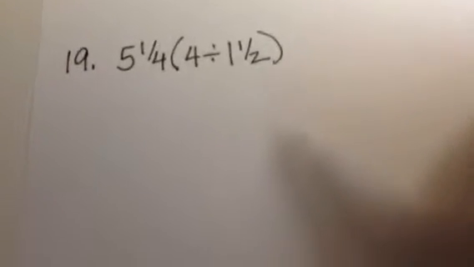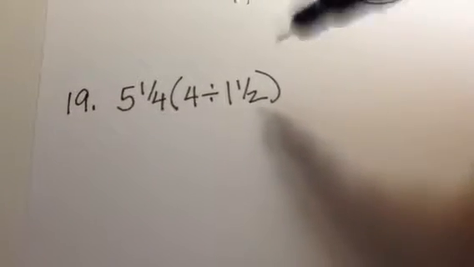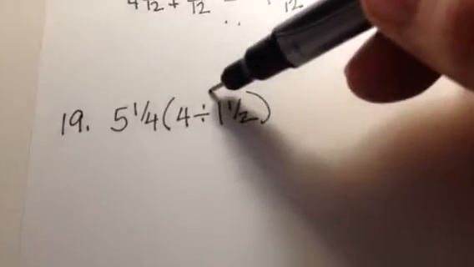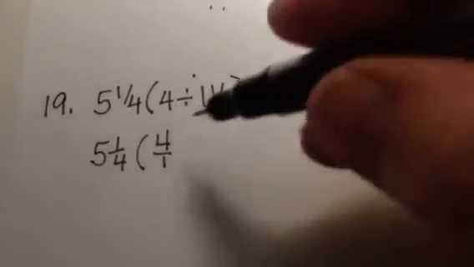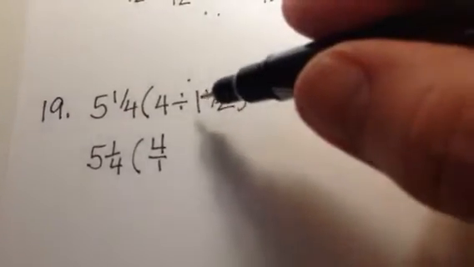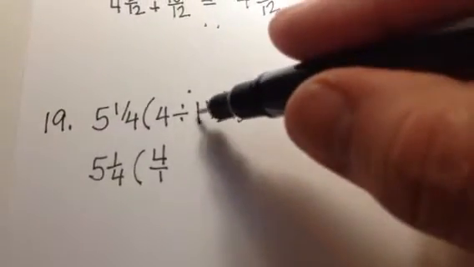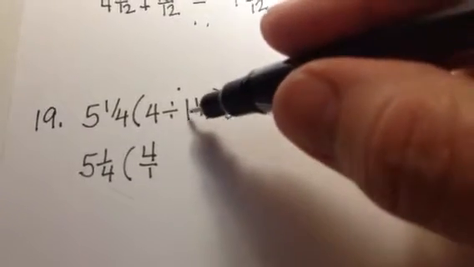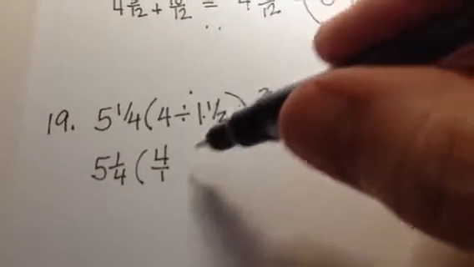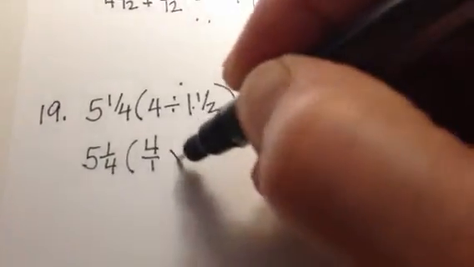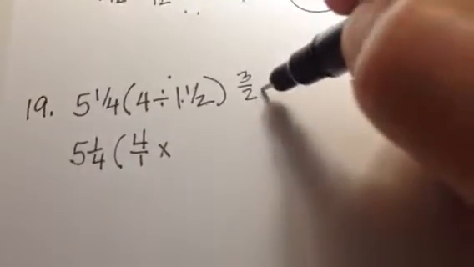Okay, number 19, 4 1/4 times 4 divided by 1 1/2. What do I have to do first? The parentheses. So I'm going to write 5 1/4 times, because remember if they're right next to each other, that means multiply. 4 as a fraction would look like 4/1. Every whole number is itself over 1. How do I solve division with fractions? I need to make this improper. So 2 times 1 is 2 plus 1 is 3, so think 3/2. But now, to solve a division, I'm going to use multiplication. I'm going to multiply the reciprocal.